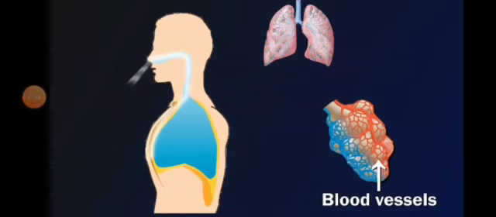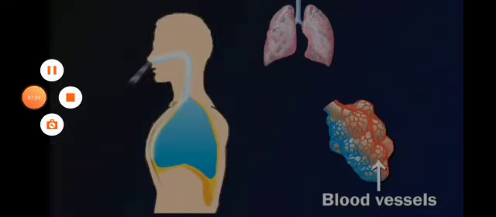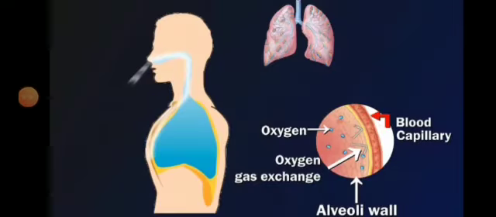So children, here you can see the blood vessels which cover the alveoli. These are highly vascular. Now the oxygen present inside the alveoli reaches the blood capillary through the process of diffusion. Lots of other gases are also present here, but only diffusion of oxygen takes place and only oxygen gets absorbed through these blood vessels.